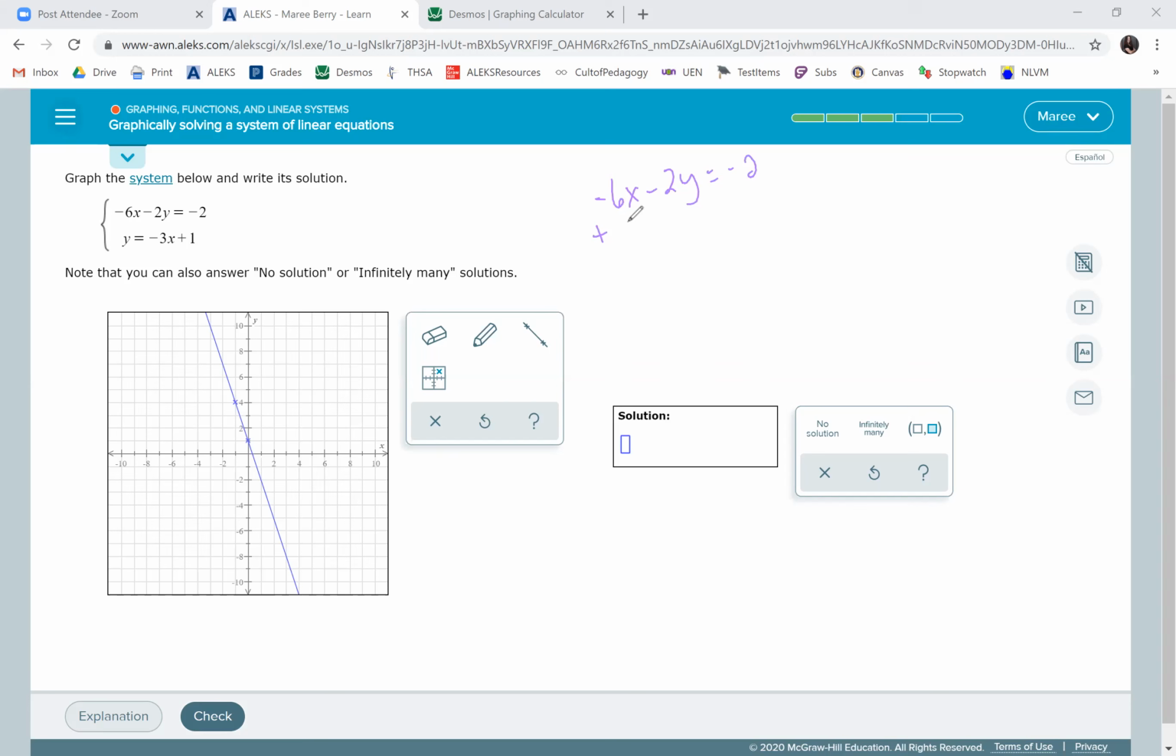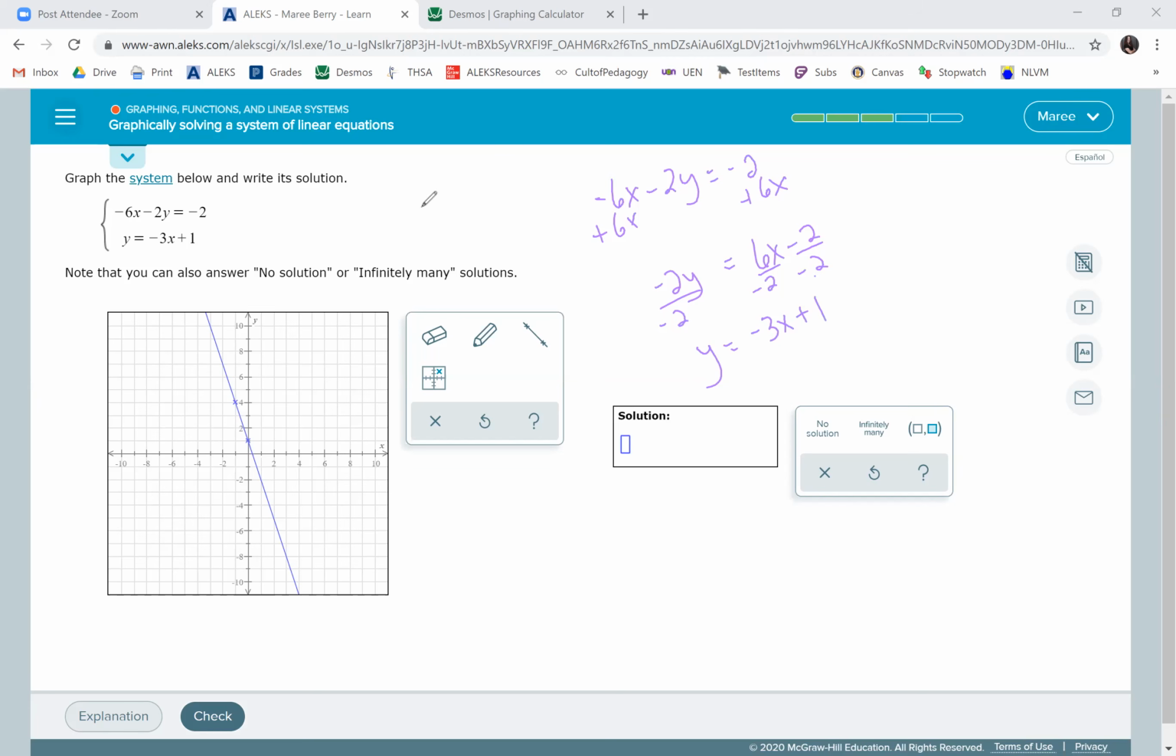So we're going to add 6x. These are not like terms, so we have 6x minus 2, -2y. When I divide by -2, I have to make sure that I divide all of them by -2. So I have y equals -3x plus 1. Oh, check it out.